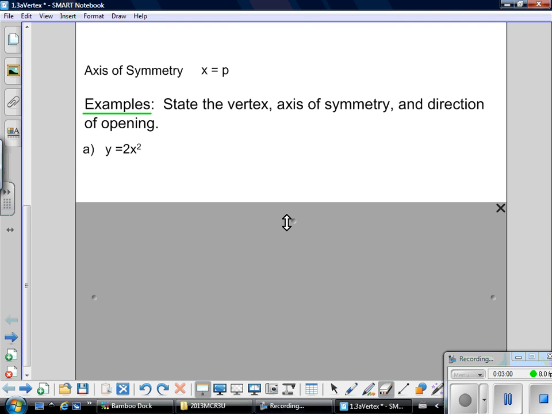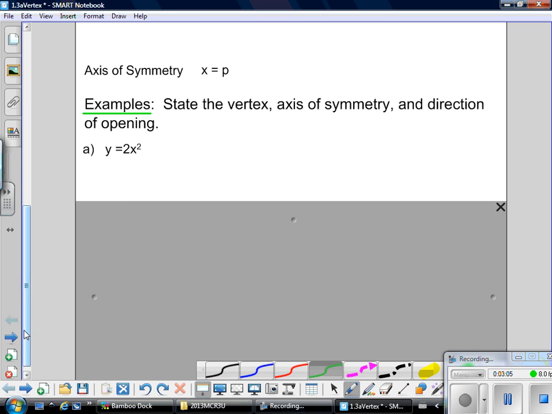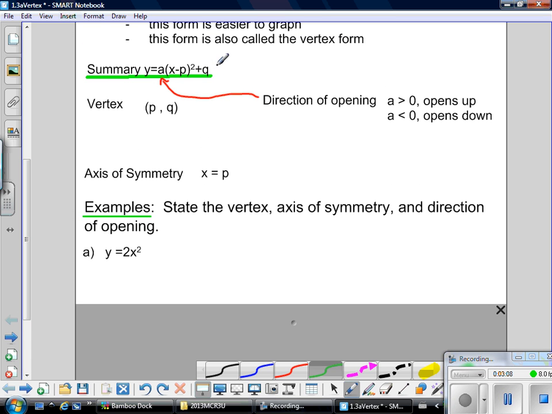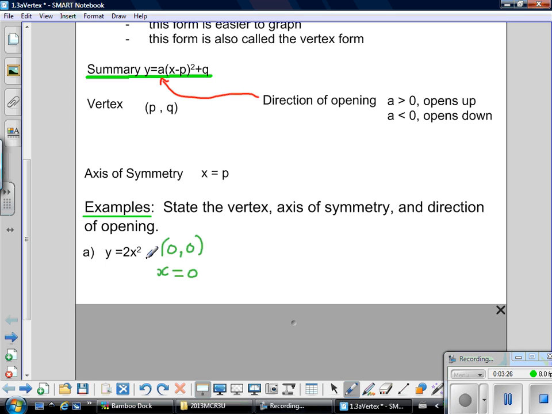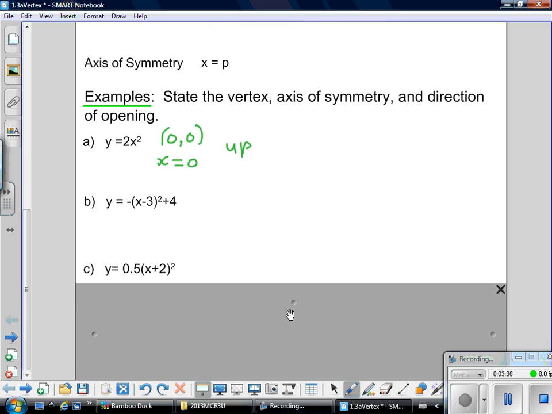So here's our first one. If we look at it, we can see that x hasn't been changed and there's nothing being added or subtracted to this. So in this case, it's very simple for my vertex. My vertex is going to be (0, 0). And I know that the axis of symmetry is the x value of the vertex, x equals 0. Does it open up or down? The 2 is positive, so it opens up.